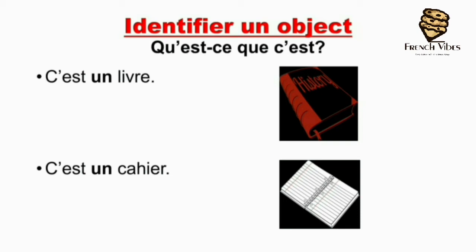So let's start with a few masculine objects. The first one is c'est un livre, which means it is a textbook or in general a book. Next object, c'est un cahier. H is silent here. It means it is a notebook. A cahier means a notebook.